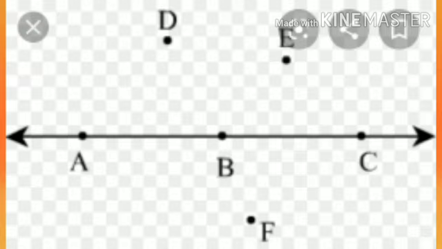I think you got the idea of collinear points and non-collinear points. You can differentiate between the collinear points and non-collinear points. The points which lie on one line are the collinear points, and the points which don't lie on the same line are the non-collinear points.